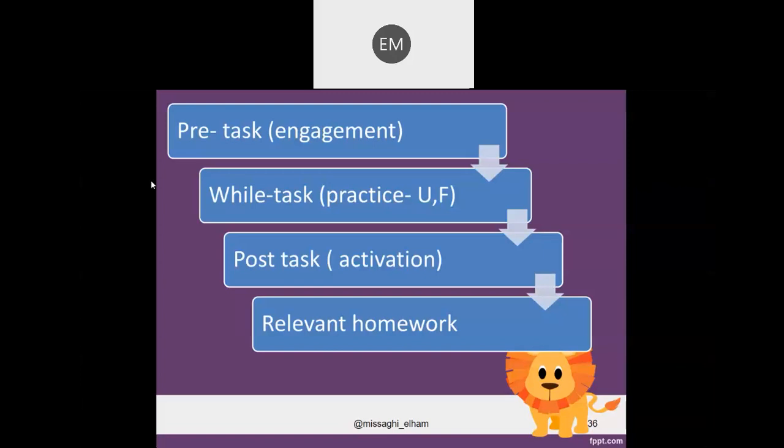So you get the feedback. Have they learned? Also, it's a reflection on my own teaching. You just check with your students: have they learned, or do they still have some problems? I need to practice more. So that is the post task part or stage. Definitely we think about relevant homework. What they have learned in the class, they need to practice at home. So don't forget that part, homework.